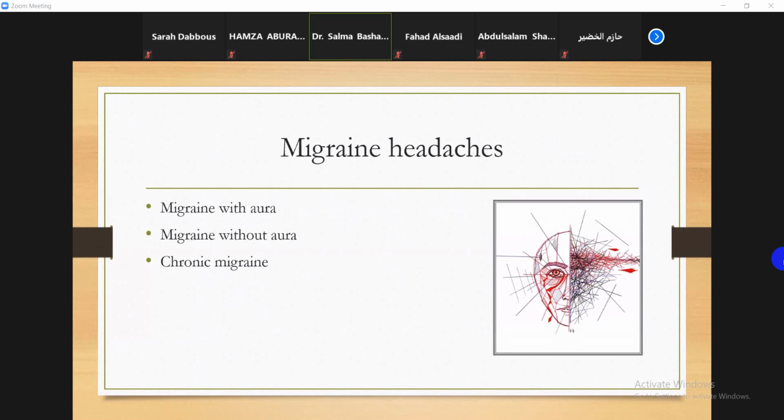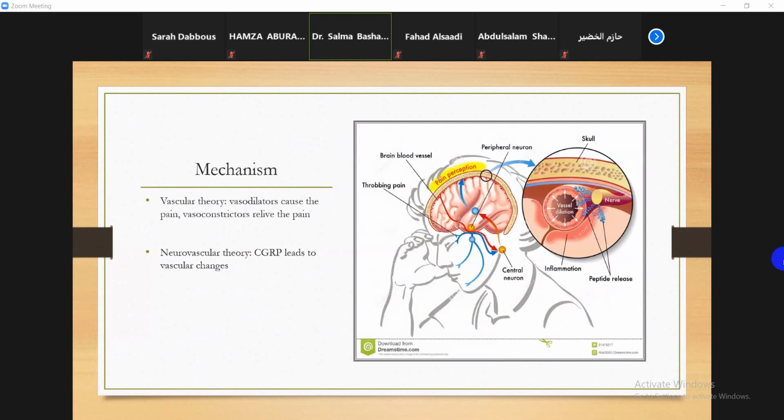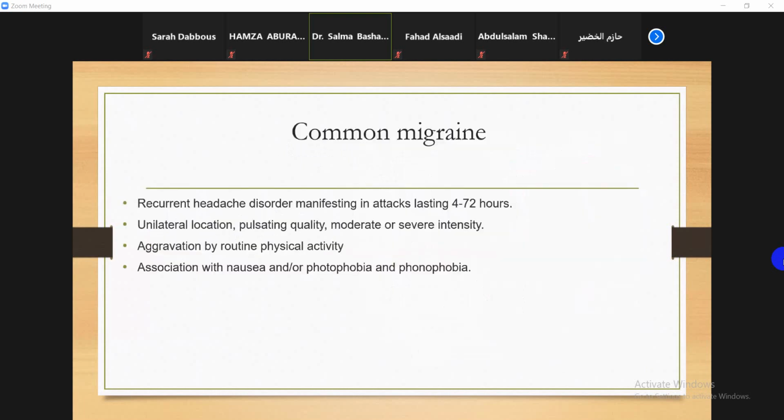So the next is, we will talk about the primary headache disorders. The first one is the migraine headache. This is divided into migraine with aura. It's called the classic migraine, migraine without aura, or the common migraine. And also we have the chronic migraine. We'll tell you the definition in a few minutes. I'll skip this slide for the sake of time. I don't think you need to know the details.